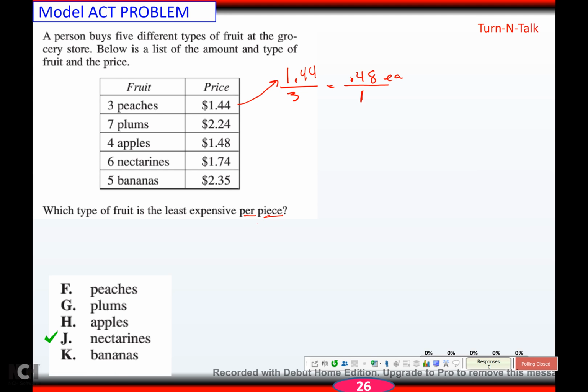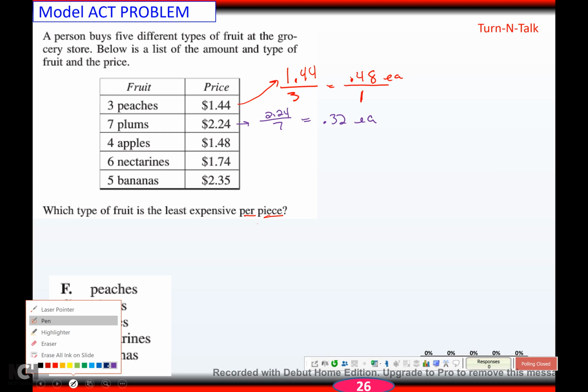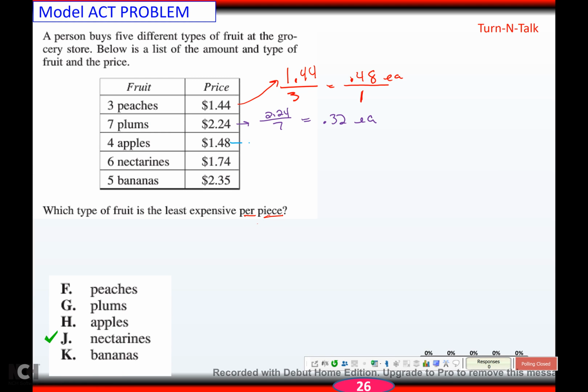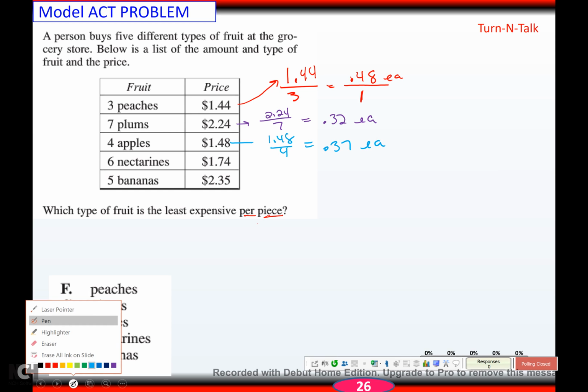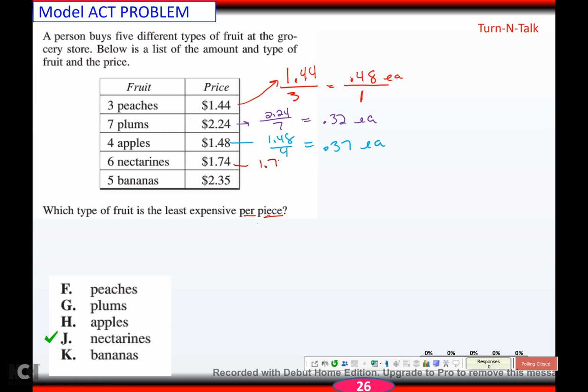My plums are going to be $2.24 for 7, which divide by 7, you will get 32 cents each. My apples are $1.48 for 4 of them. So for each one, if I divide that out, I get 37 cents each. My nectarines are $1.74 for 6 of them. Type that in and I get 29 cents each. So far nectarines are the winner.